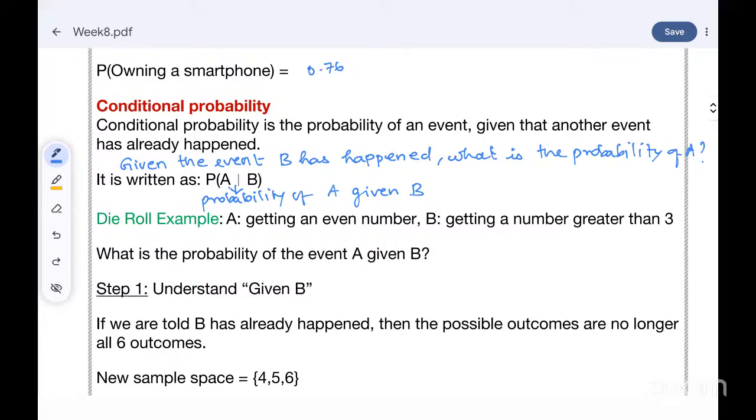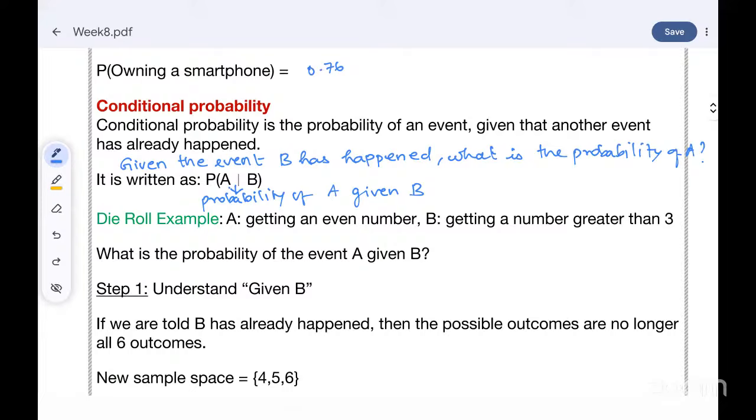Fine. So how to understand this? Let's see with an example. Let us consider the same events. In the first example, A is getting an even number, and B is getting a number greater than 3. Now what is the probability of the event A given B? It means we already know that the event B has happened, so we already know that the outcome is greater than 3. Now, what is the probability of A?